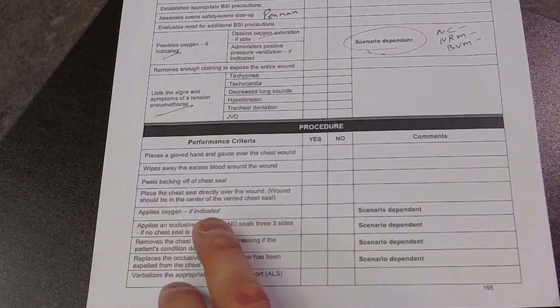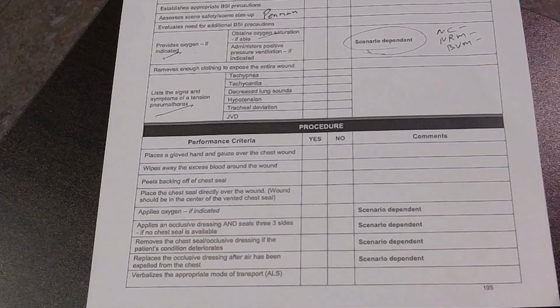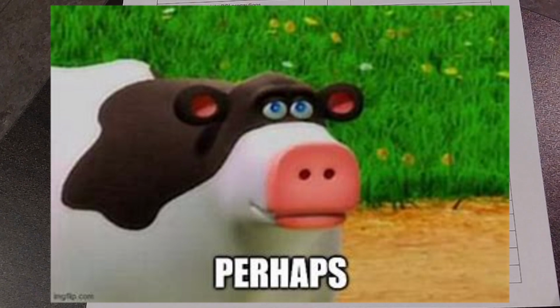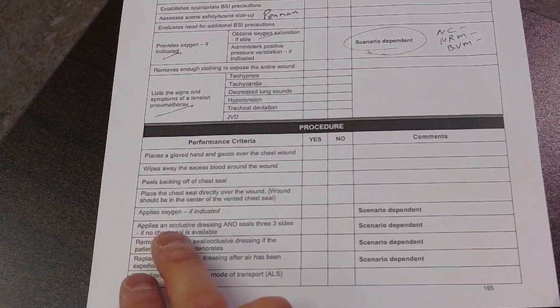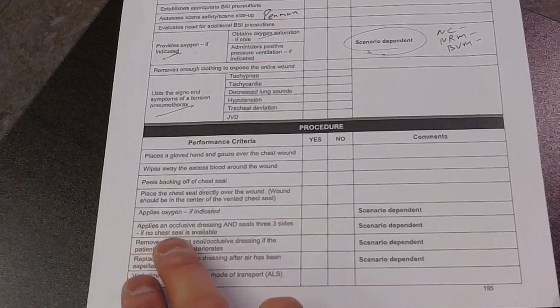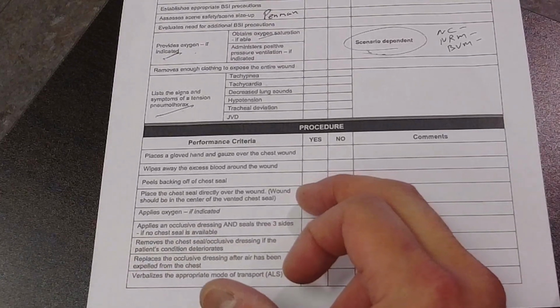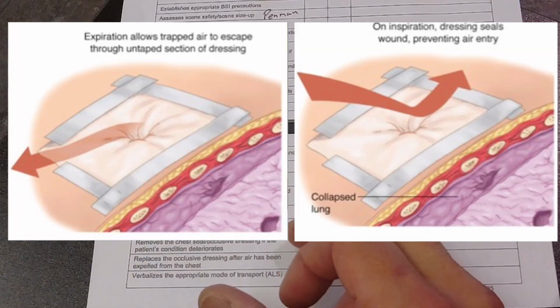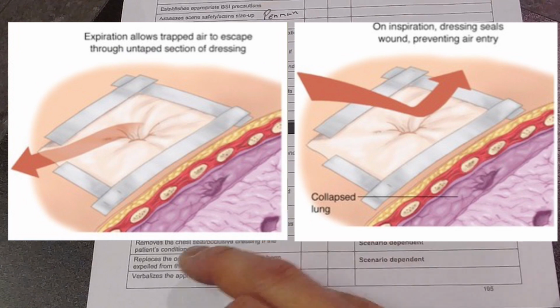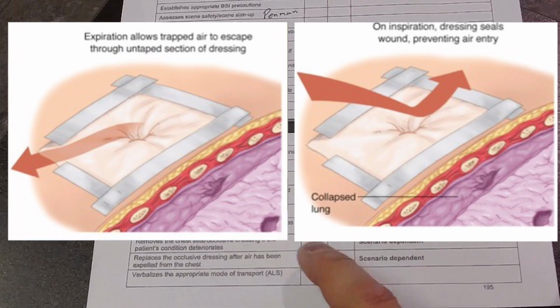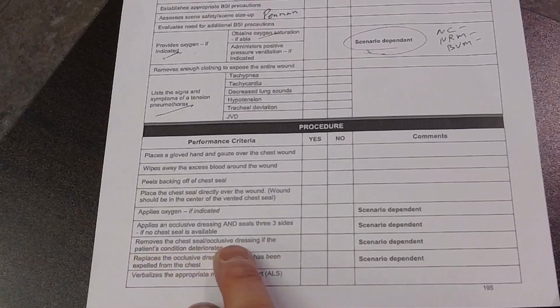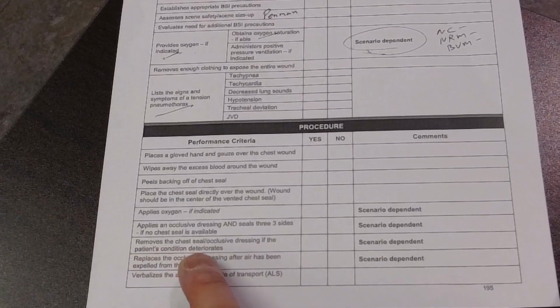Apply oxygen if indicated. And how would we know if it's indicated? Signs and symptoms of shock, perhaps. Make sure you know the signs and symptoms of shock. Apply an occlusive dressing and seal 3 sides if no chest seal is available. So if you don't have a chest seal, you're going to apply an occlusive dressing, but sealed on only 3 sides. Remove the chest seal and occlusive dressing if the patient's condition deteriorates.